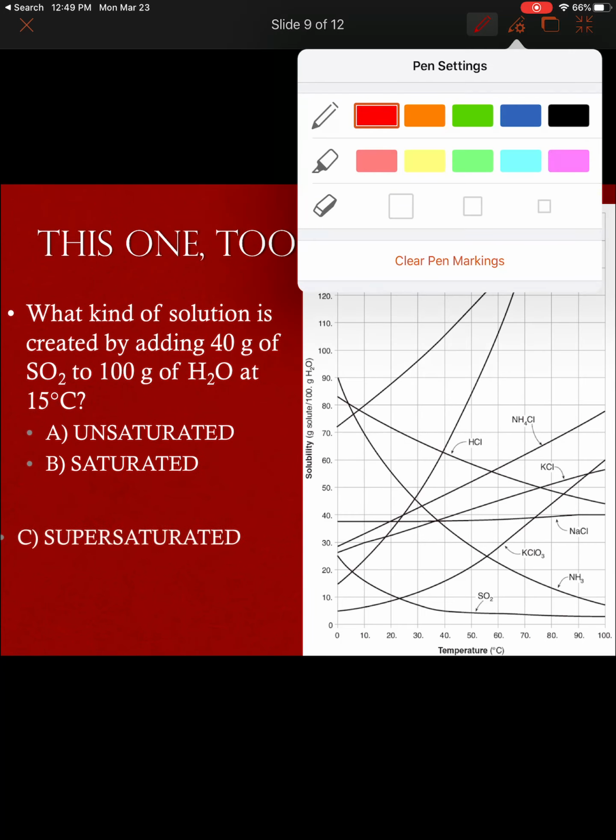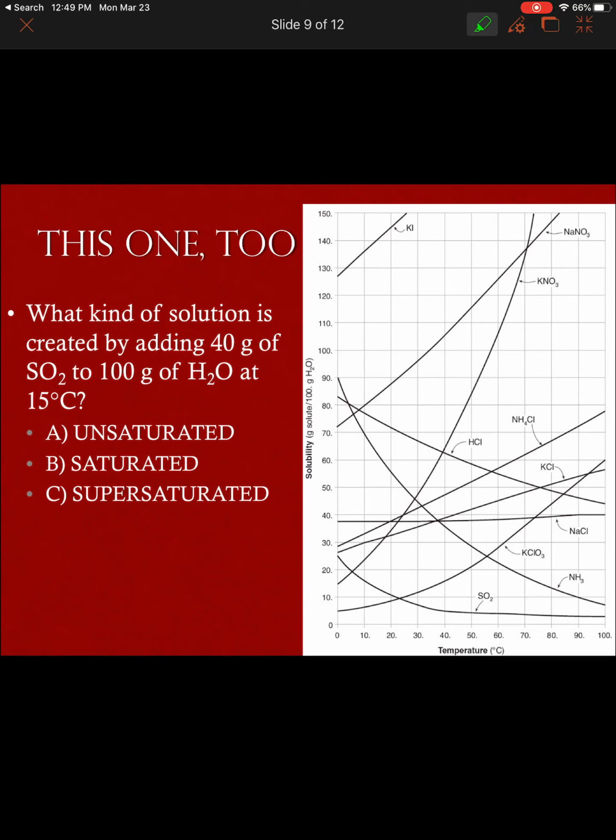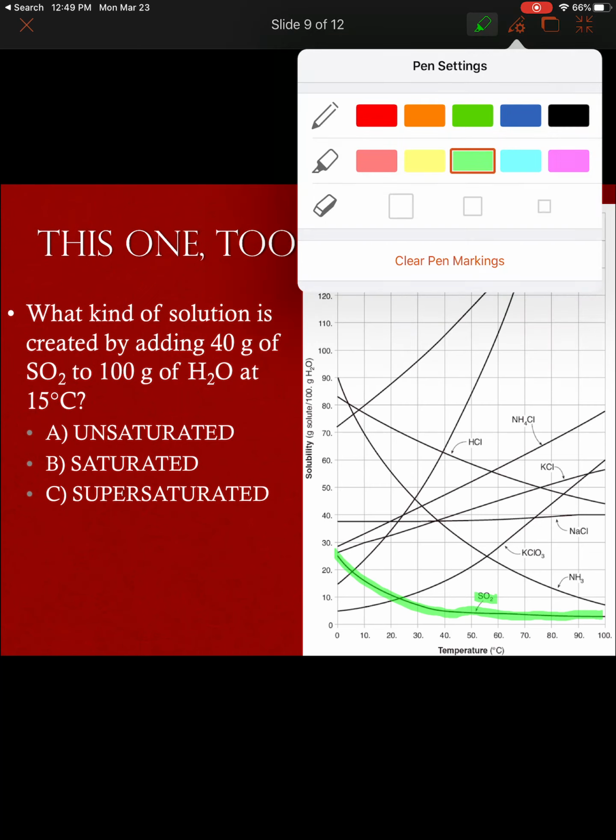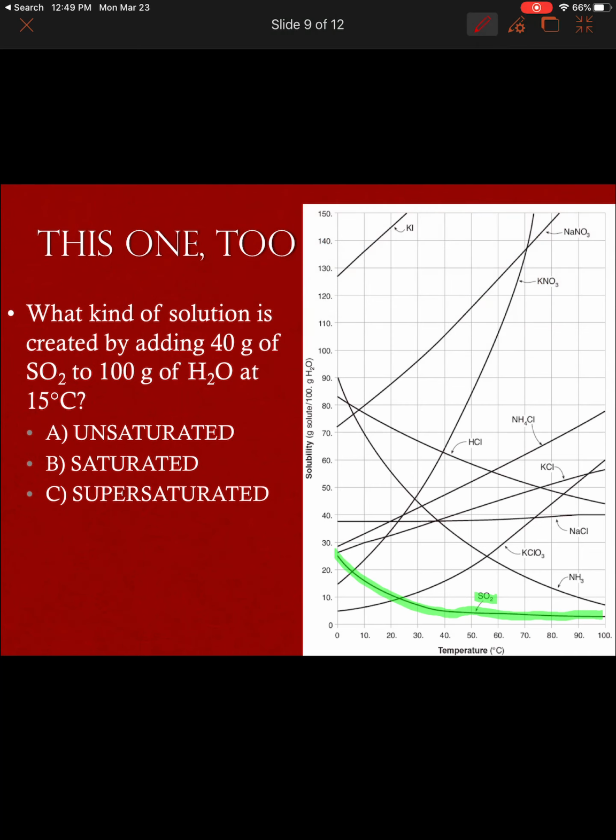This one says, what kind of solution is created by adding 40 grams of SO2 to 100 grams of water at 15 degrees Celsius? So here's SO2, and this is the curve for SO2. So now, let's look at the coordinates, at the points they're giving us. So, 40 grams and 15 degrees Celsius. So here's 15 degrees, and I'm going to go up until I hit the line for 40 grams, right? We're looking at this. So this is the point.